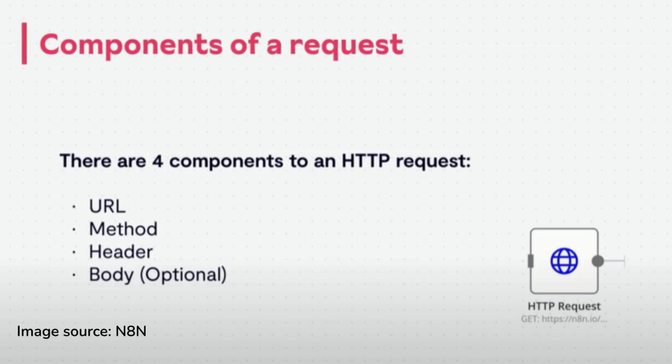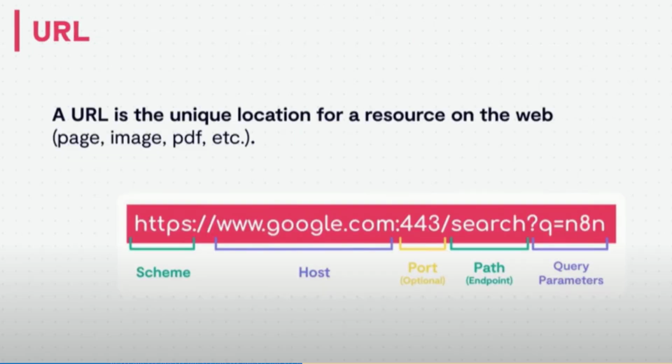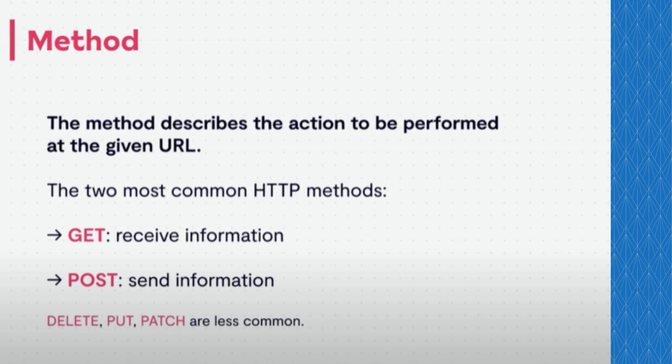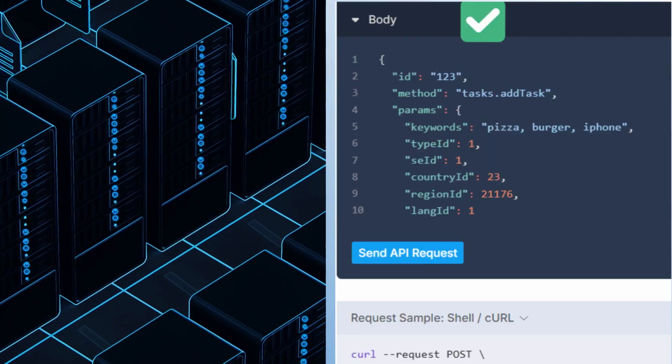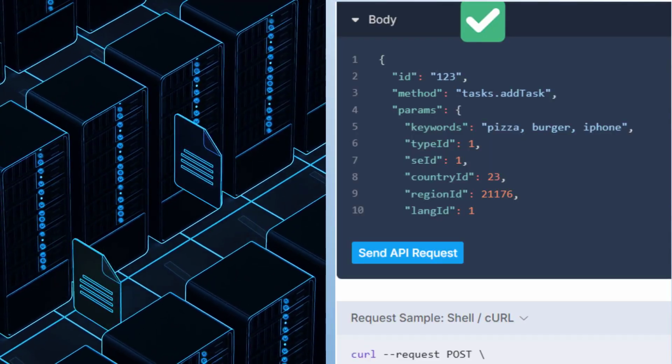As we can see in these slides, an HTTP request has four key components: the URL, the unique location for the resource; the method, which describes the action to perform, like GET to receive data or POST to send data; headers, providing context like location, language, or desired response format; body, optional data being sent with the request.